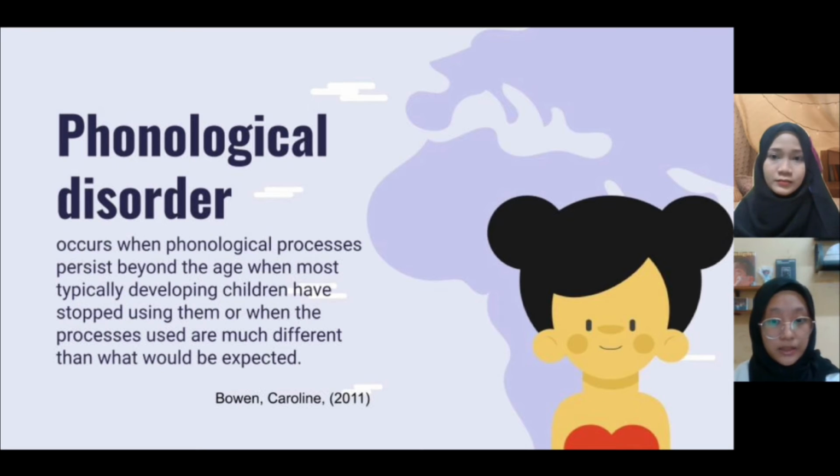Next, Sahira will talk about the definition of phonological processes. Thank you, Nik. So, phonological disorder occurs when phonological processes persist beyond the age when most typically developing children have stopped using them, or when processes used are much different than what would be expected.